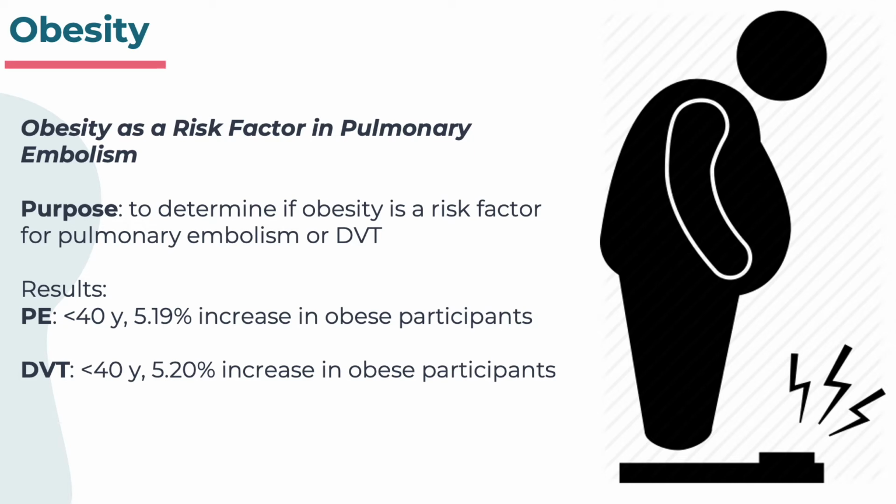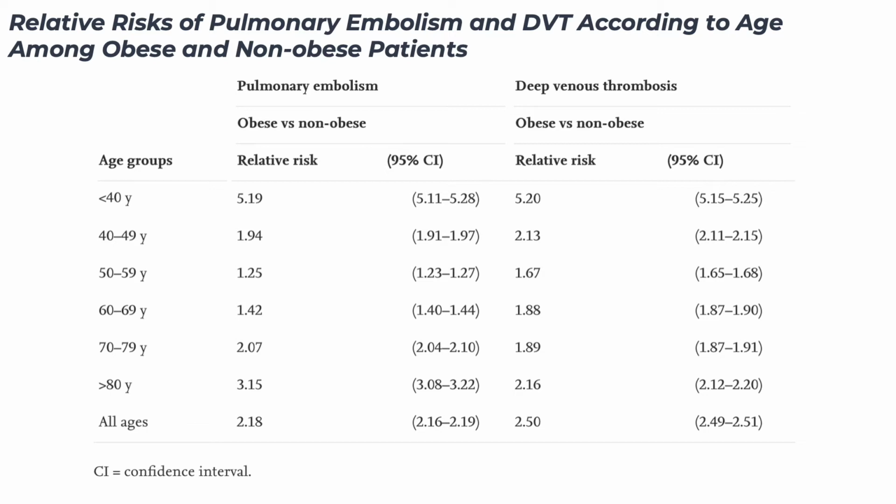A past study conducted using data from the National Hospital Discharge Survey revealed that in patients under 40 years old, obesity resulted in an approximate 5% increase of both conditions. In females aged less than 40 years, the relative risk for DVT comparing obese to non-obese patients was almost 6 times higher. In males aged less than 40, the relative risk for DVT was 3.7 times higher than non-obese patients. Here we have a more detailed comparison of pulmonary embolism and DVT incidences in obese versus non-obese patients based on their age groups.